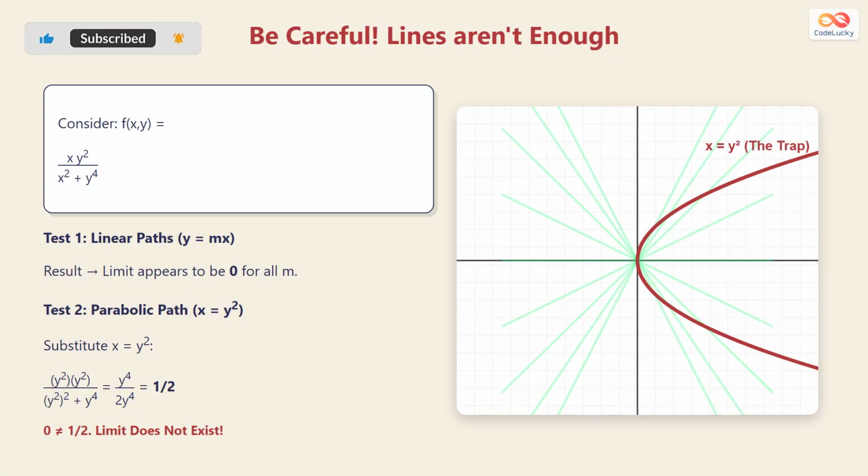Be very careful, though. Even if every straight line gives the same answer, the limit might still not exist. In this tricky example, all straight lines suggest the limit is 0. But if we approach along the parabola x equals y squared, the value is 1/2. This proves the limit does not exist.